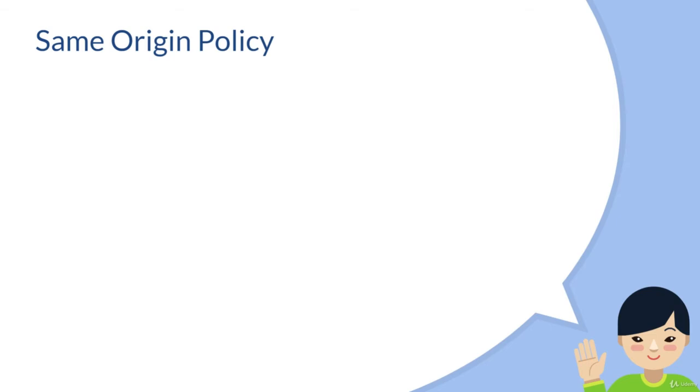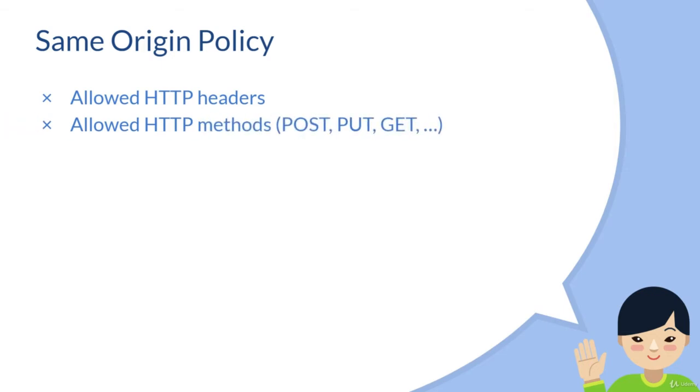Same origin policy applies not only to the origin itself as explained above, but also several other aspects can be blocked by same origin policy: HTTP header and HTTP method.